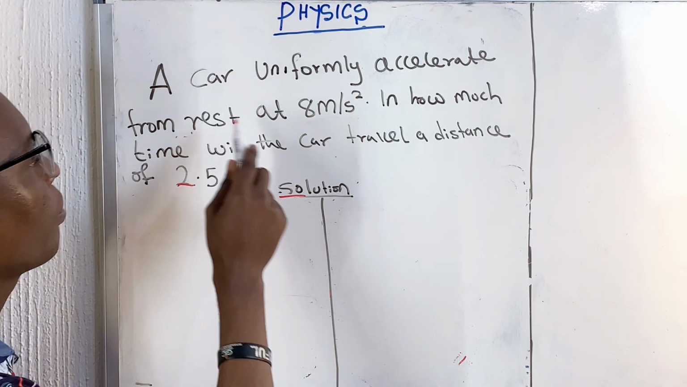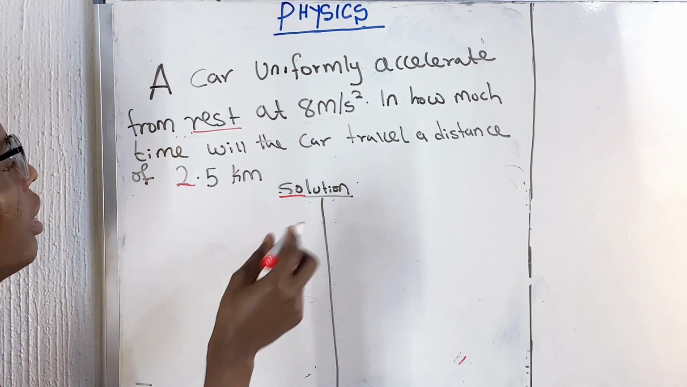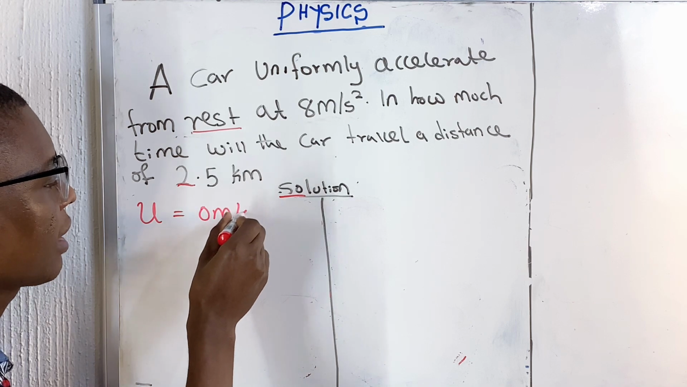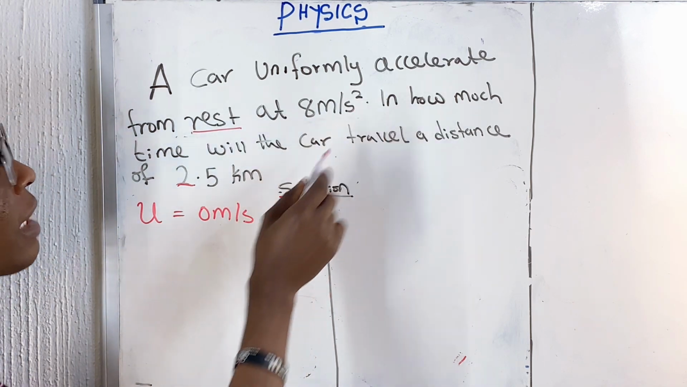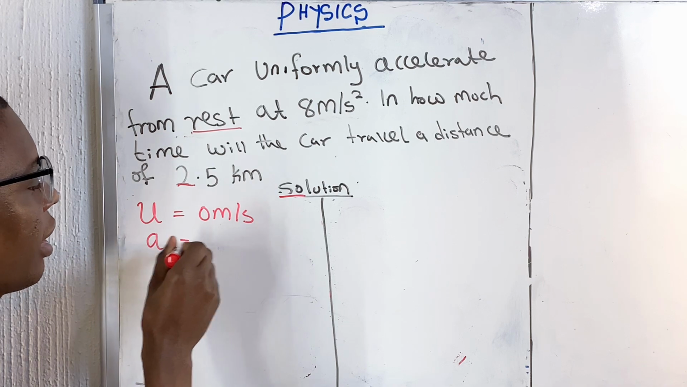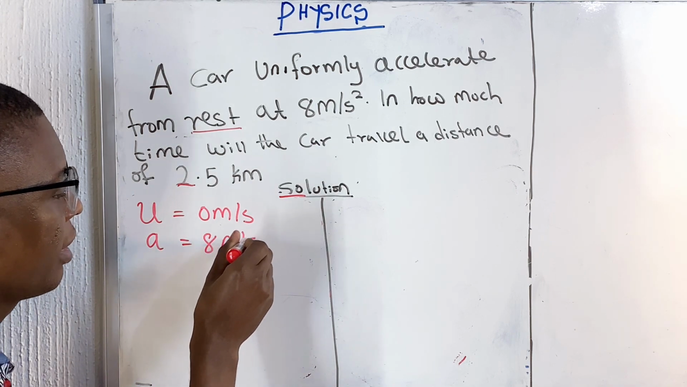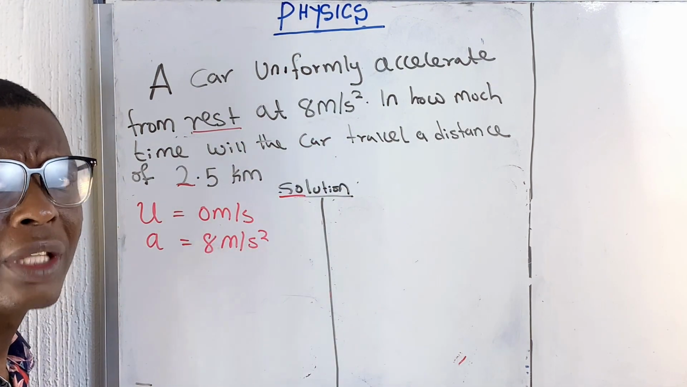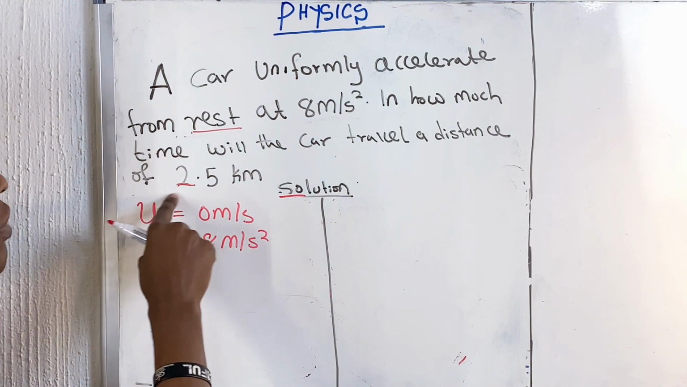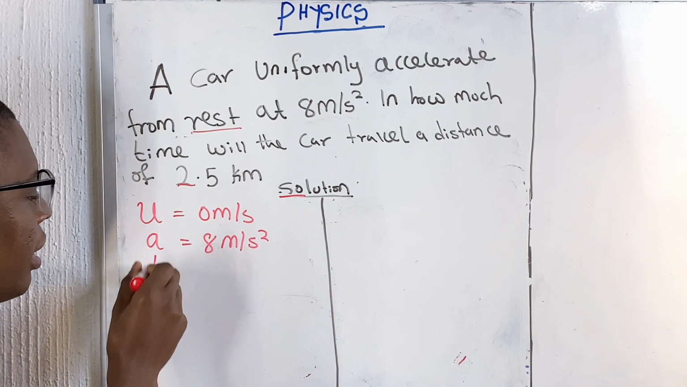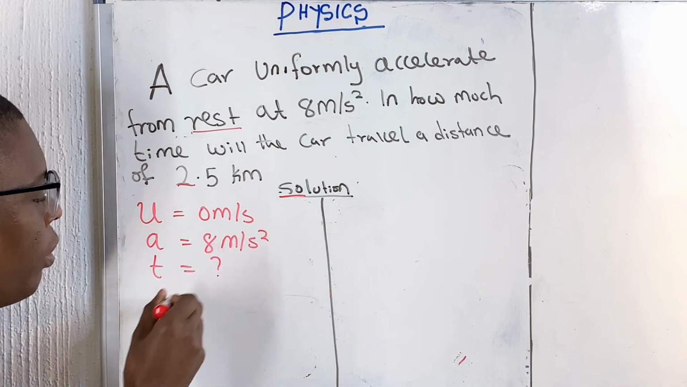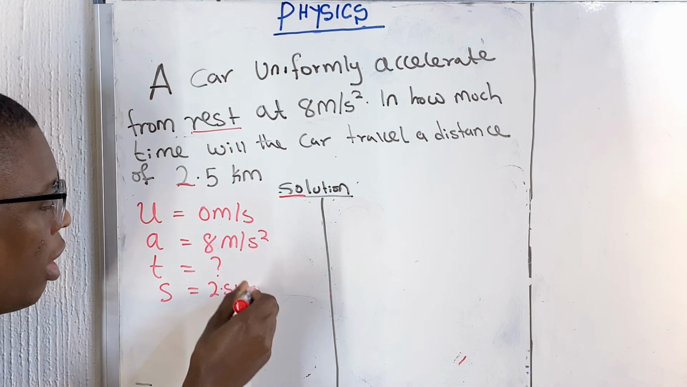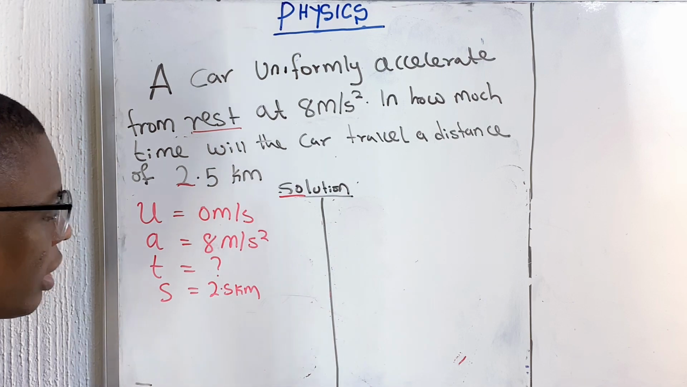Now, to solve this, we are being told that the car starts from rest. So our initial velocity u will be equal to 0 meters per second and it accelerates at 8 meters per second squared. So our acceleration a is 8 meters per second squared. What we are trying to know now is the time it will take the car to travel a distance of 2.5 kilometers. Time is unknown, but we are given our distance s to be 2.5 kilometers. So these are the parameters given to us to use in solving this question.